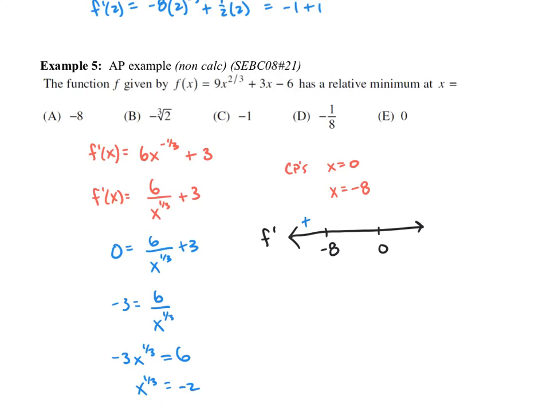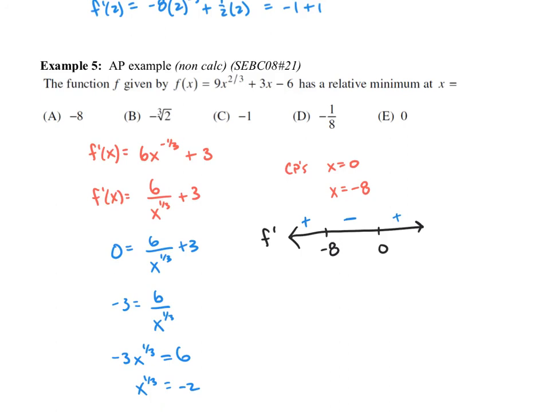Now in between -8 and 0, we would sort of have to ballpark this a little bit, although I suppose we could pick, for instance, -1, and plug that in. It's pretty obvious that's going to be negative. And then anything to the right of 0 is pretty obvious too. We could plug in anything there, and it's going to be positive.